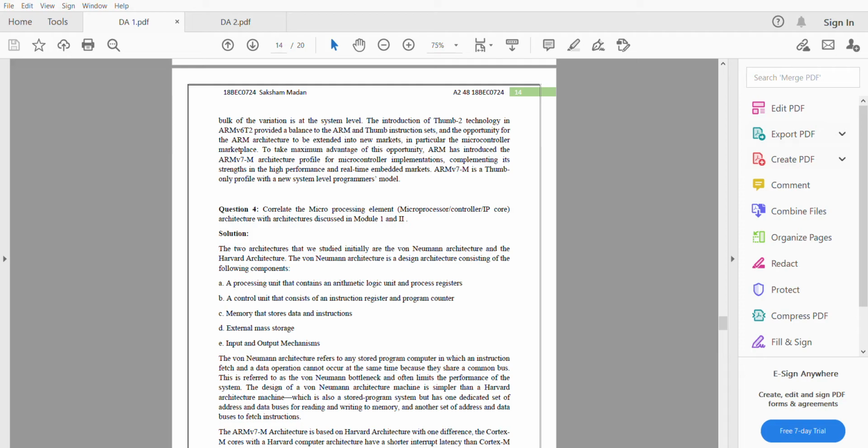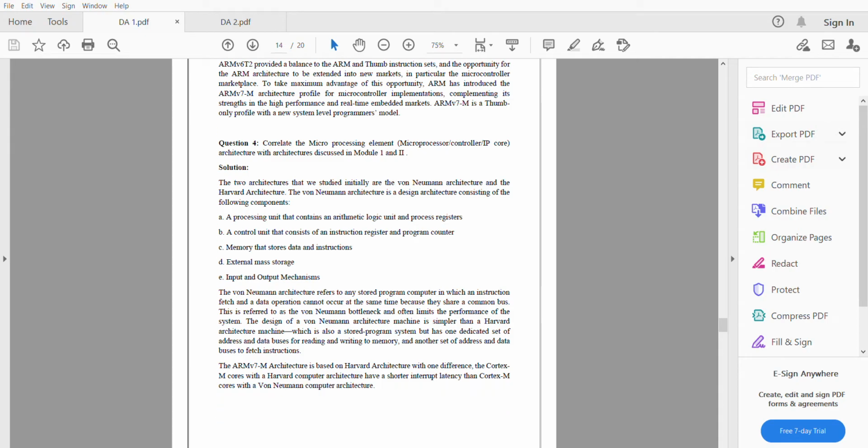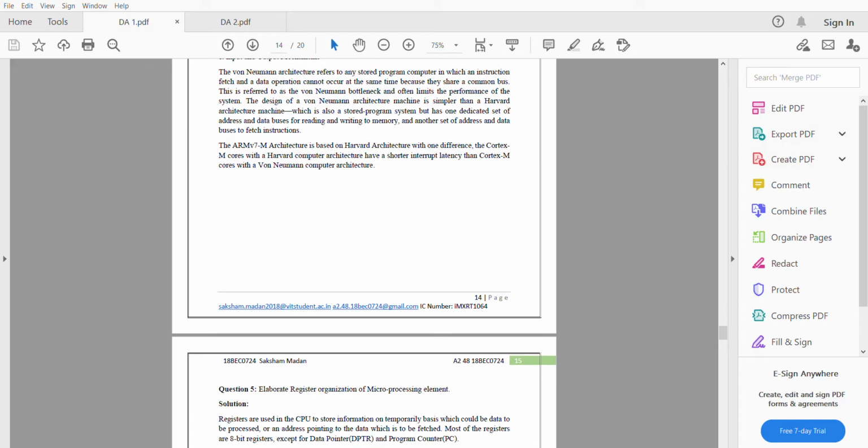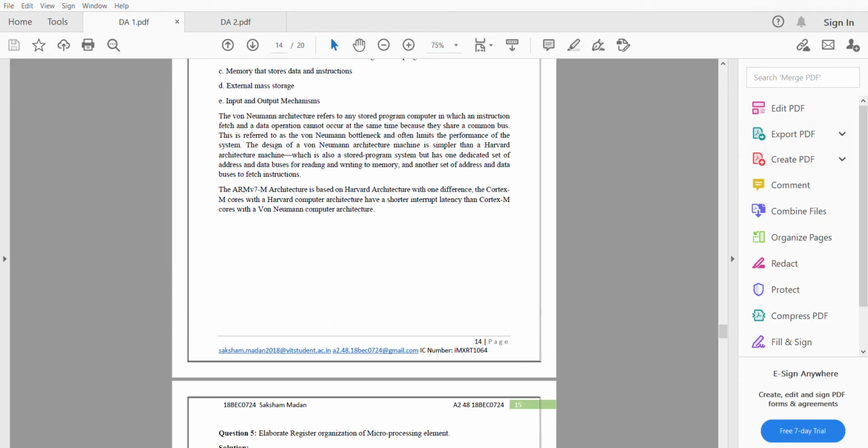As you can see, we have done a correlation of the architectures that we covered in modules 1 and 2. So, what we have learned about von Neumann versus the Harvard architecture. Von Neumann architecture consists of the following components: a processing unit, a control unit, a memory, and an external mass storage input-output mechanism. Whereas a Harvard architecture can have more than that. Harvard architecture has a shorter interrupt latency compared to von Neumann architecture, and also Harvard architecture has better efficiency compared to the von Neumann architecture.